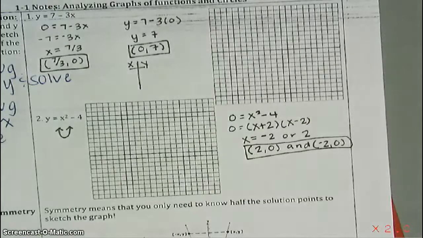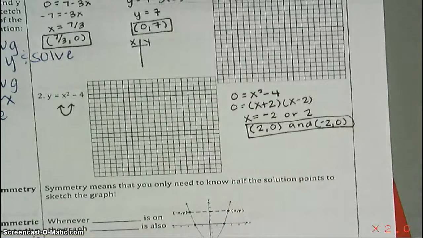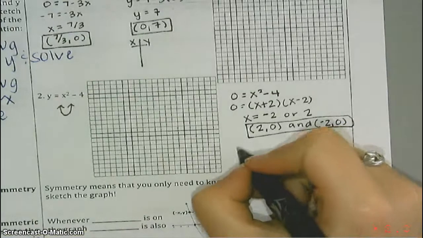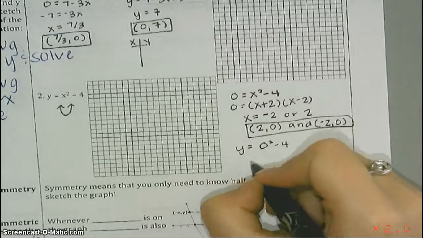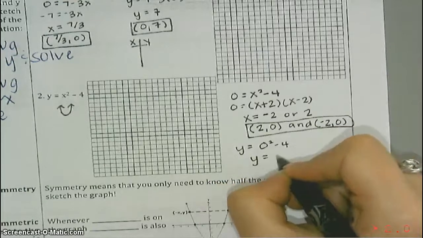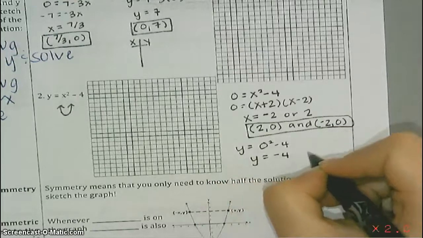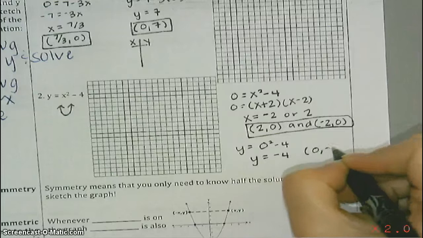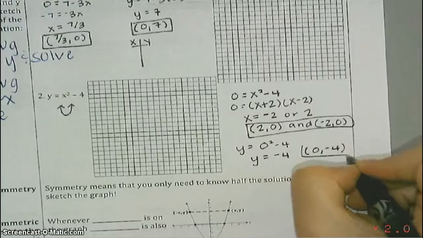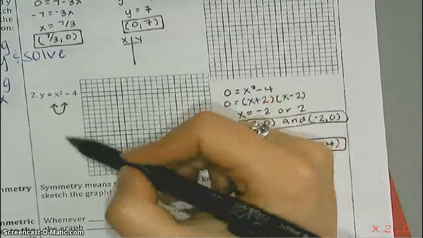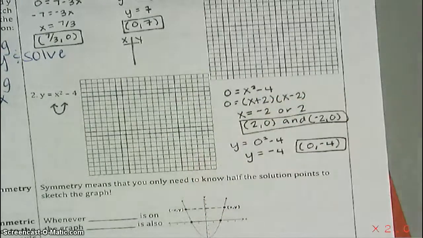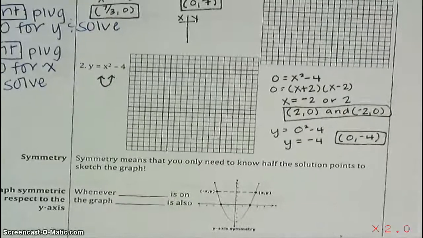In terms of the y-intercept, let's go ahead and solve for that. Here we're going to plug in 0 for x. And we're only going to have one y-intercept, and that's going to be at negative 4. So the coordinate for that would be (0, negative 4). All of these coordinates are on your graph, and you could use them to graph out the parabola.